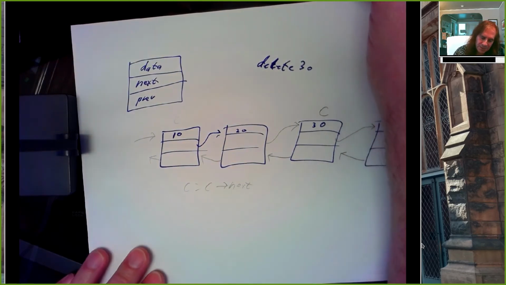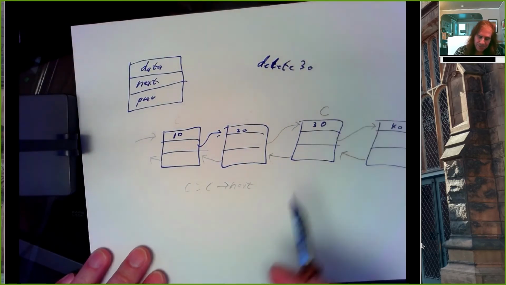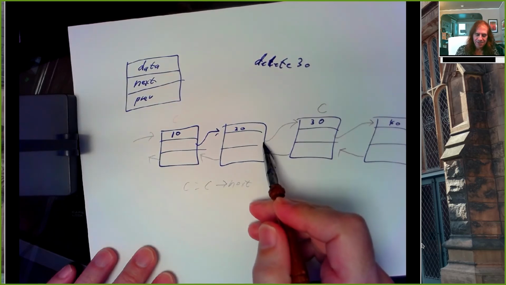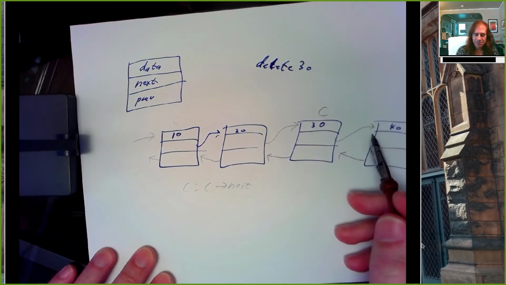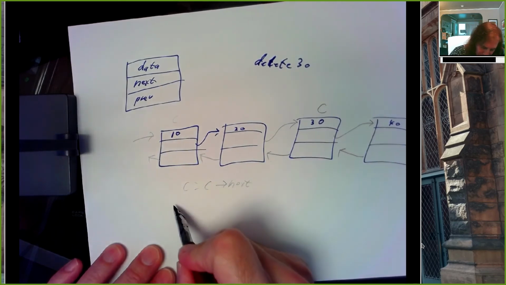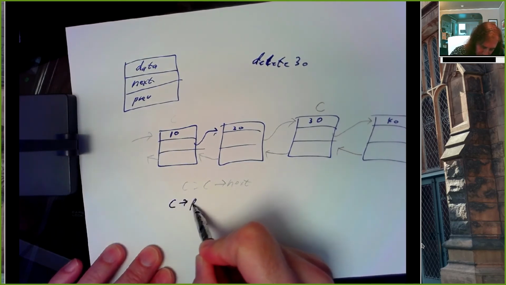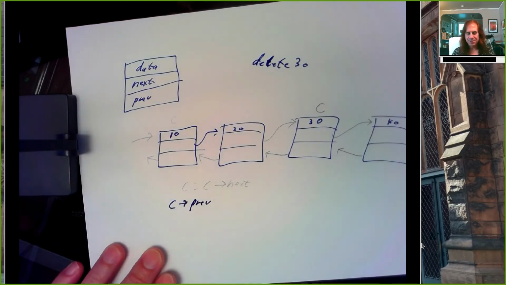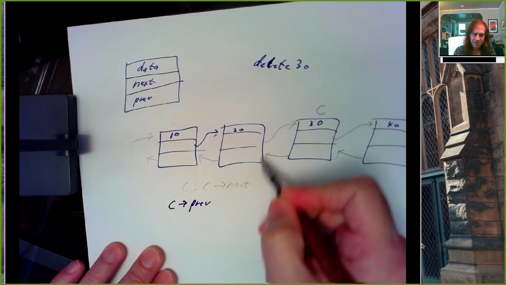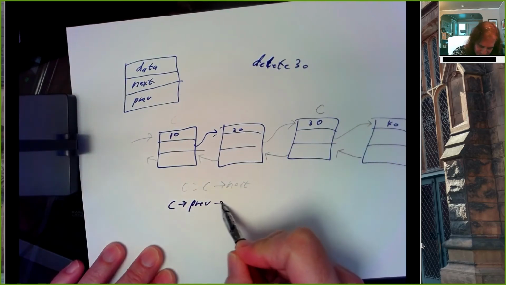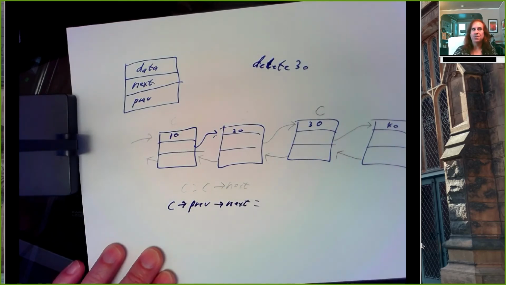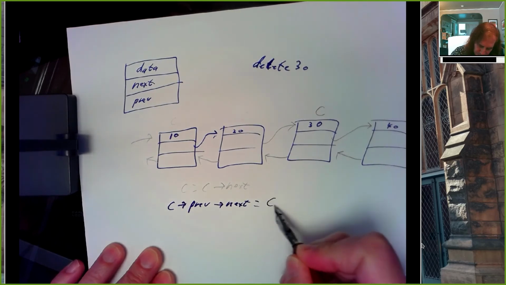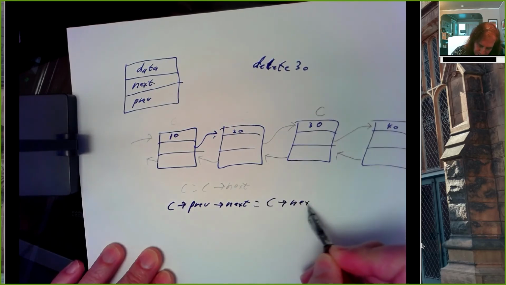All right, so how do we do this? Well, the first thing we need to do is change the previous node's next to point where? To current next. Well, the previous node is C arrow previous. That's this node. And we want its next field to be equal to whatever the current node is pointing to. That's C next.